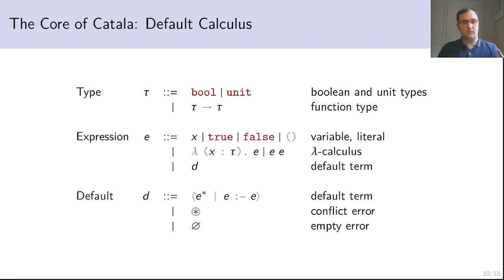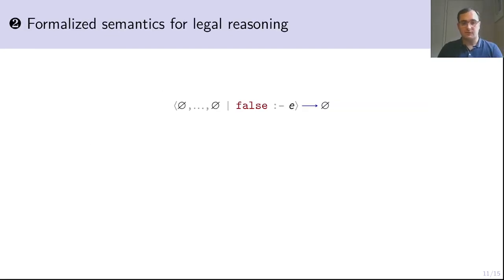Let's look at how this default term executes. On the left side of the default term, you have the exceptions, and on the right side, you have the base case. In the first case of evaluation, there are no exceptions, or they all evaluate to this empty error term, and the condition for the base case evaluates to false. Then the whole term evaluates to empty error, which means that this thing doesn't apply.